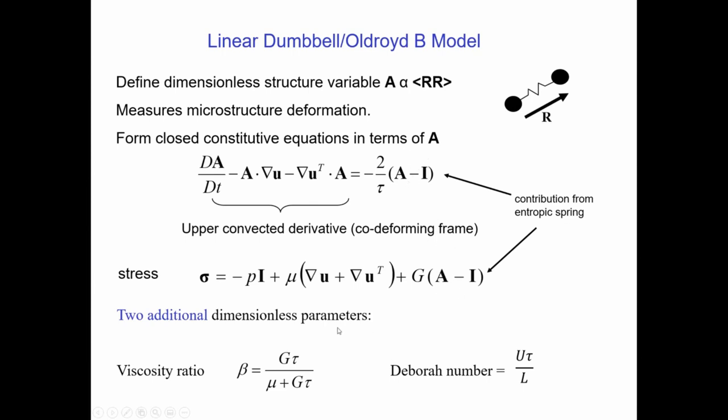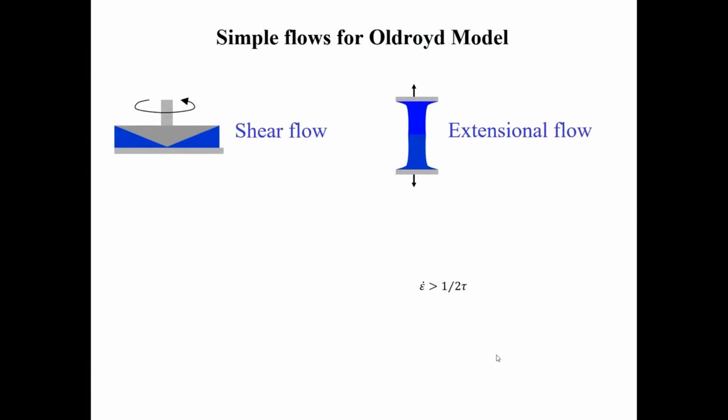And this model gives you two extra parameters. There's essentially a viscosity ratio, so how much of the viscosity is coming from the suspending fluid compared to the dumbbells themselves, and then this Deborah number, which is essentially just the relaxation time compared to the time scales of the flow. Okay, so we could go back now and think about our flows that we looked at.